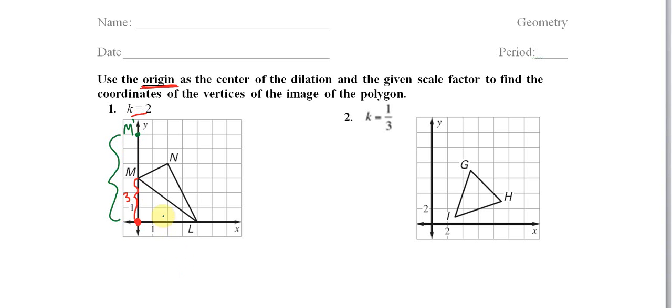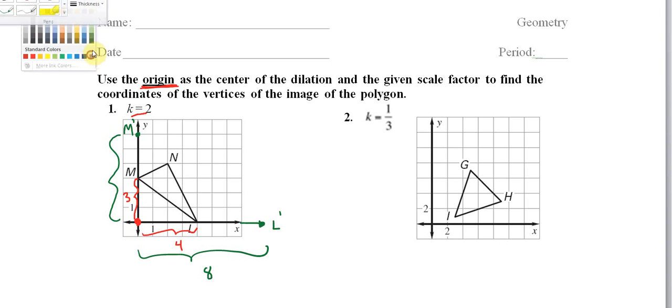Similarly, for my point L right here, this length is 4, right? So when I go to dilate it, I have to move twice that distance because my scale here is 2. So 4, 5, 6, 7, 8 is going to be out here, and this is where L prime will be located. Just to be clear, this length is going to be 8. Now, the point N gets a little bit more tricky because it's not on one of the axes.